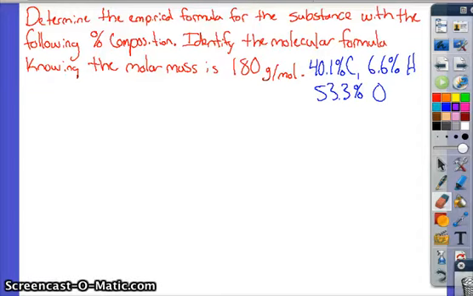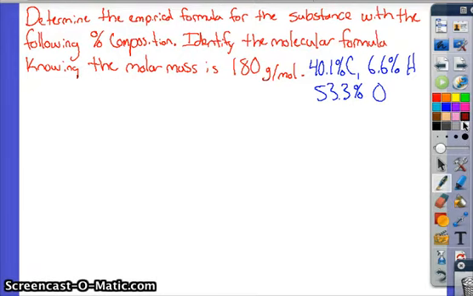The question asks, determine the empirical formula for the substance with the following percent composition. Identify the molecular formula knowing the molar mass is 180 grams per mole. You're given a substance that is 40.1% carbon, 6.6% hydrogen, and 53.3% oxygen.